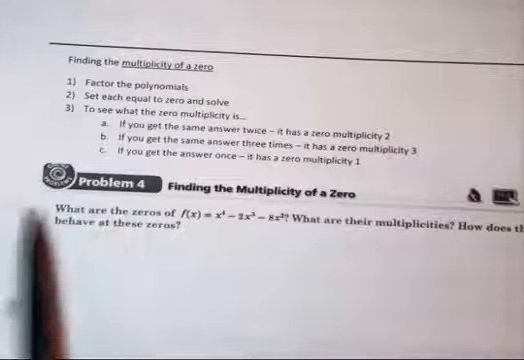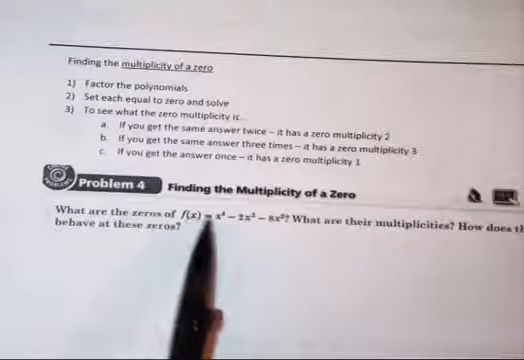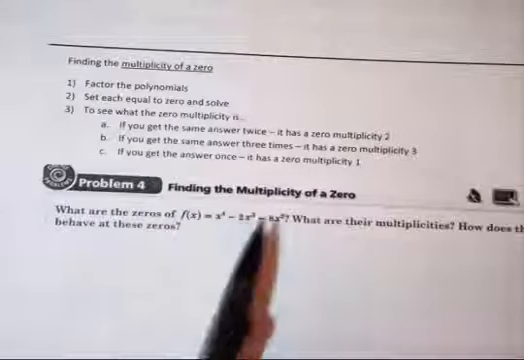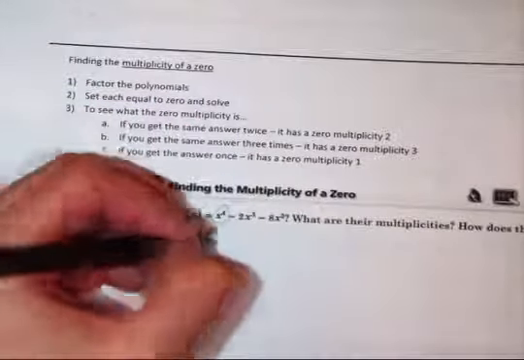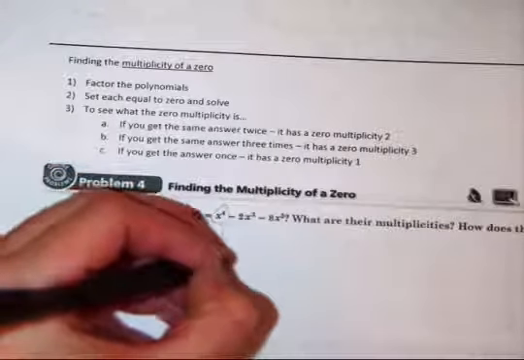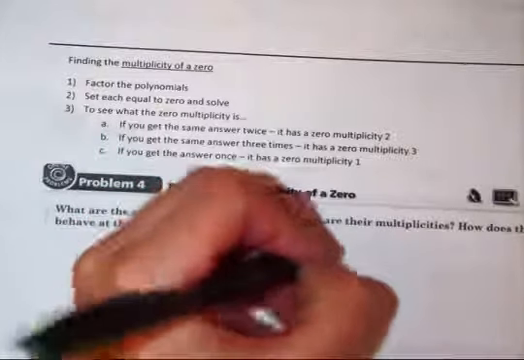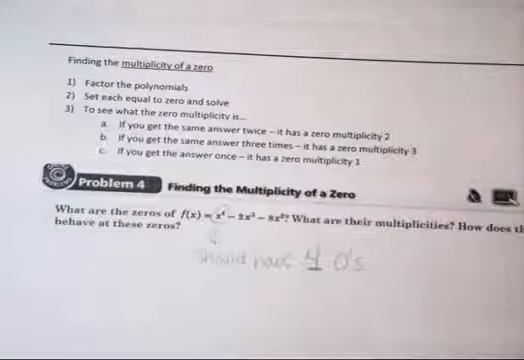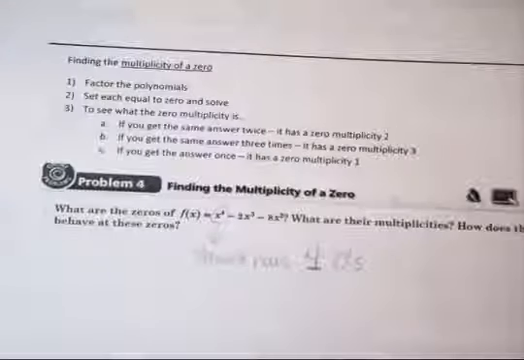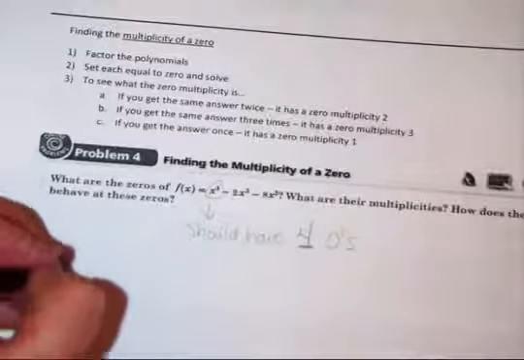So what we want to do is take a look at the example that they give us. And we have f of x, or y, equals x to the 4th, and so on. Now you see how it says x to the 4th? Because it's x to the 4th, it should have 4 zeros, okay? So what we're going to do is check it out to the best of our ability. So let's factor this.